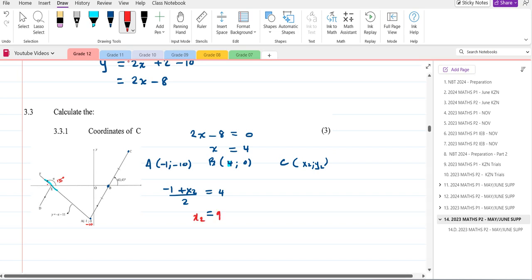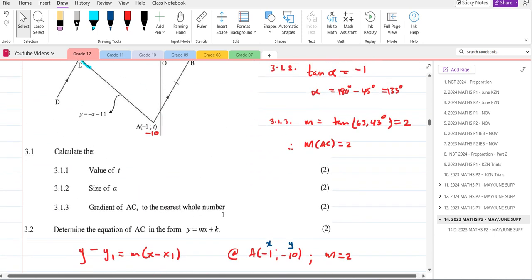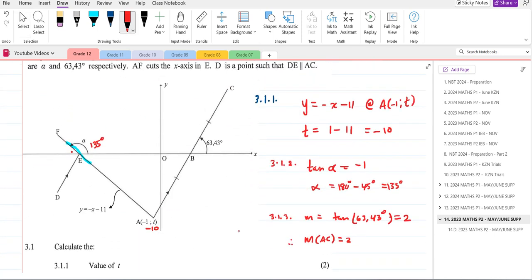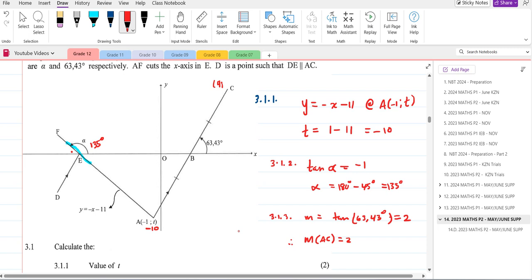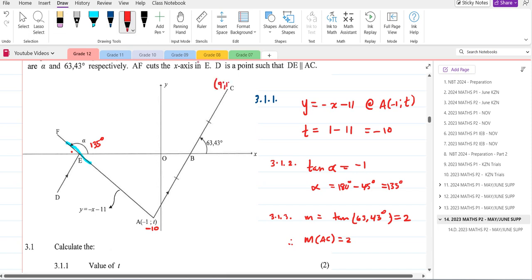Now to find y2, we're going to say -10 plus y2 divided by 2 is equal to 0. Now 2 times 0 is 0, so y2, just take the 10 over, y2 is equal to 10. So what's the coordinates of C? 9 and 10. I hope you guys understood that. So we have the coordinates of C, which is 9 and 10. Let's put it on our original diagram. I don't think we need to use this further. Anyways, let's just write it out. Coordinates of C is 9 and 10.